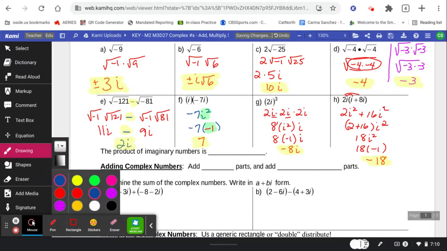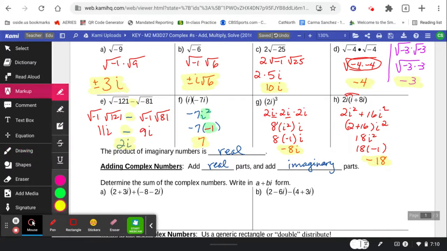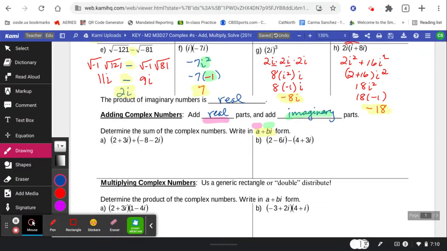All right. The product of imaginary numbers is real. Adding complex numbers, we're going to add real parts, and we're going to add imaginary parts. So the format is written as a plus bi. This is the standard form of a complex number. In a plus bi format, we realize that at the front is the real part, and at the back is the imaginary part. Let's go see a few examples and see how we're going to write these answers.